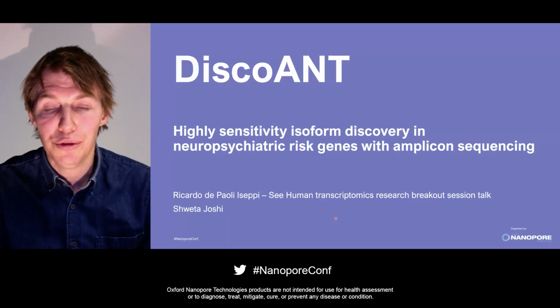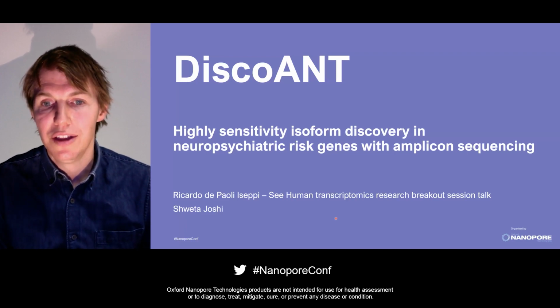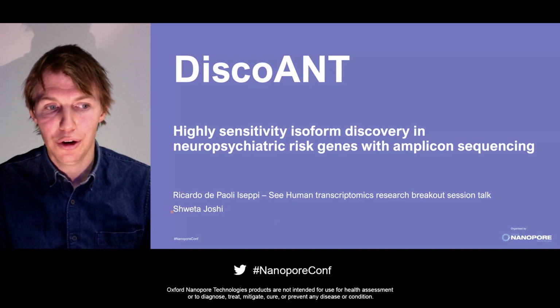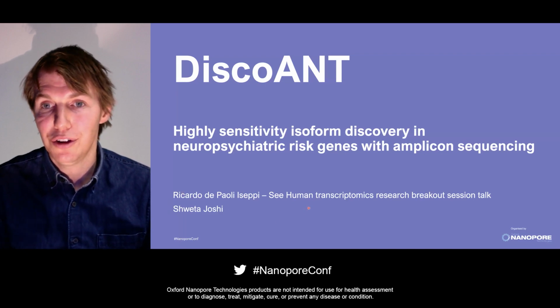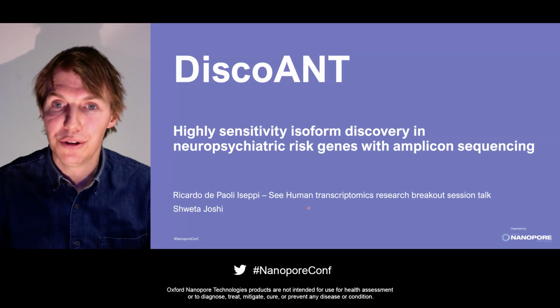Alright, I'm going to now move on to Discoland for a couple of minutes. This is for detecting isoforms from amplicon sequencing. This work has been led by Ricardo and Schwaiter, and Rick has a talk about this project in the breakout session on human transcriptomics.